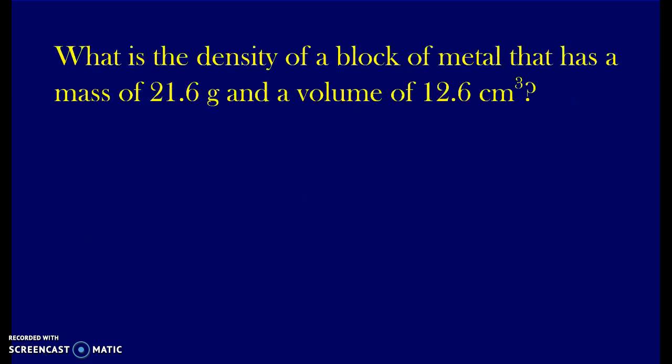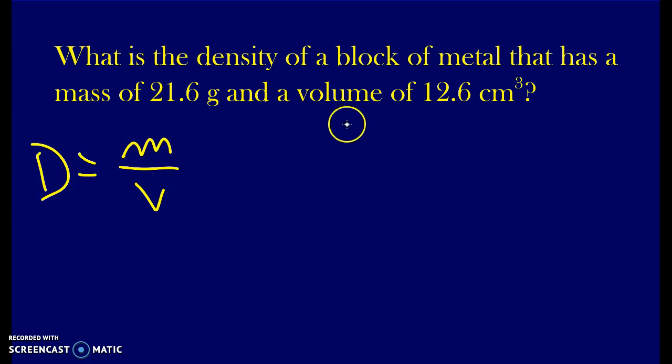Read the problem. Okay, so we want to know density. The density of a metal that has a mass of 21.6 grams and a volume of 12.6 cubic centimeters. Well, let me show you a couple things here. First, density, as we know, is equal to mass over volume.